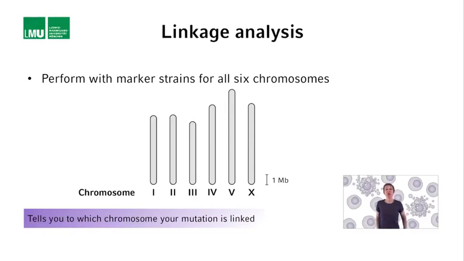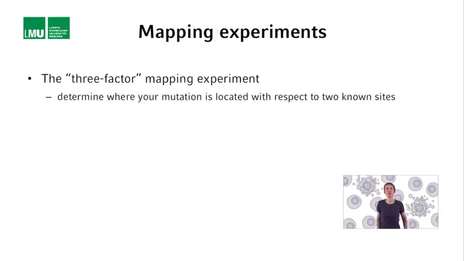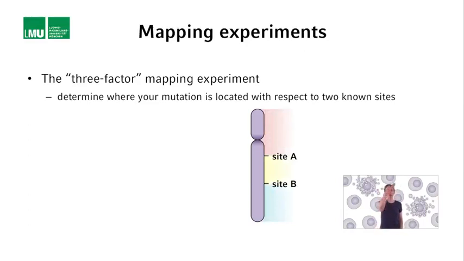In order to find out, you perform mapping experiments, often 3-factor mapping experiments. 3-factor mapping experiments are called this way because you determine where your mutation is located with respect to 2 known sites and therefore a specific interval on the chromosome. It will basically allow you to determine the order of those 3 factors, your mutation and the 2 known sites.